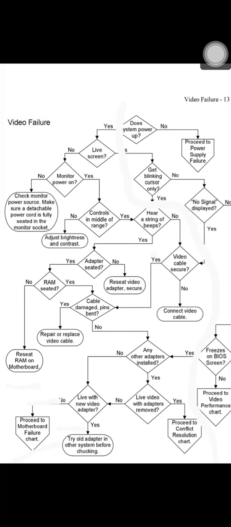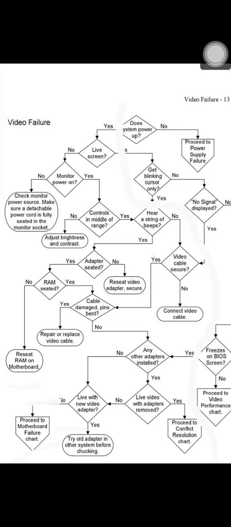Live screen refers to a display that is actively showing content. If no, proceed to monitor power on. Monitor power on should show green, orange, or blinking if the monitor is powered on. If no, proceed to check monitor power source. Make sure a detachable power cord is fully seated in the monitor socket. If yes, proceed to controls in the middle of range.